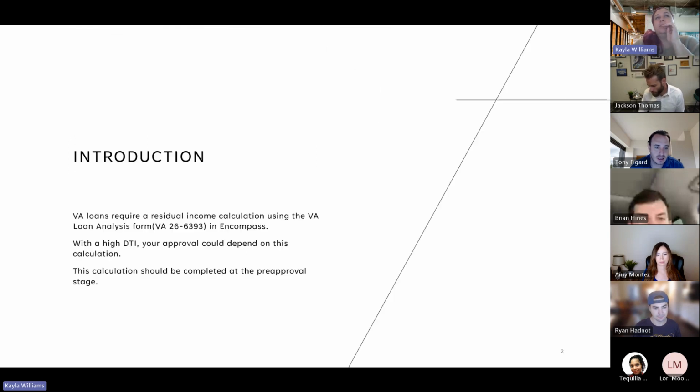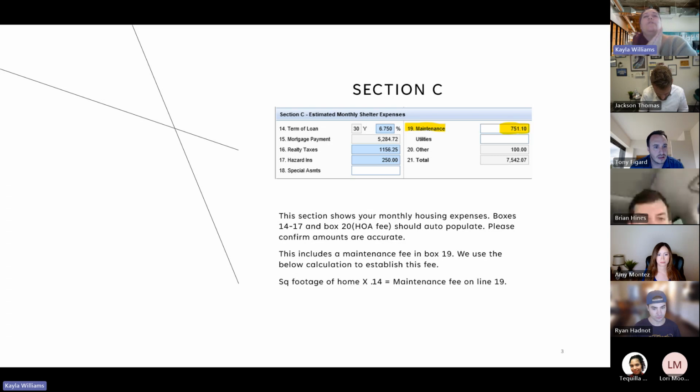VA loans require residual income calculation using the loan analysis form in Encompass. With a high DTI, your approval could depend on this calculation, and the calculation should be completed at pre-approval stage so we make sure that we don't have any issues moving forward. I didn't put sections A and B on here because they're auto-populated for you, like borrower name and things like that. We're going to start with section C. Section C is also auto-populated, but you want to make sure that they are the correct amounts before we move forward.